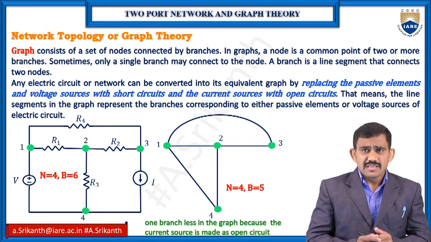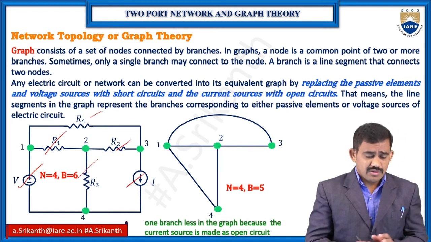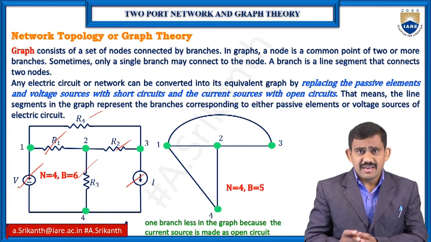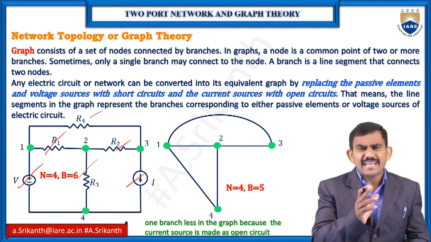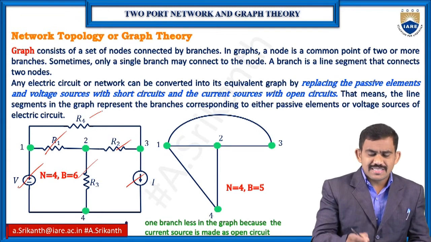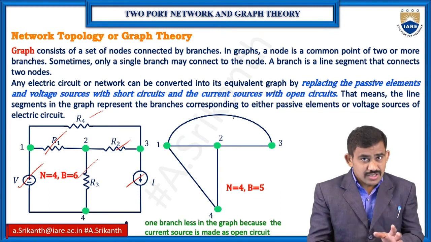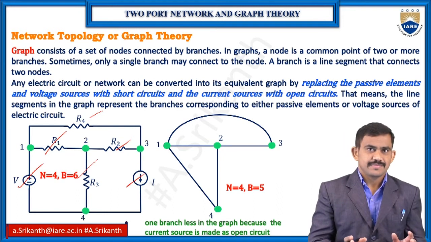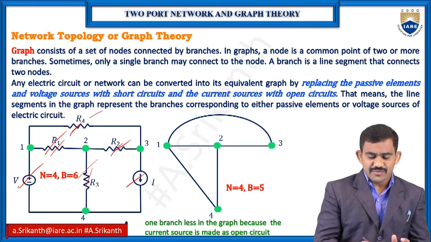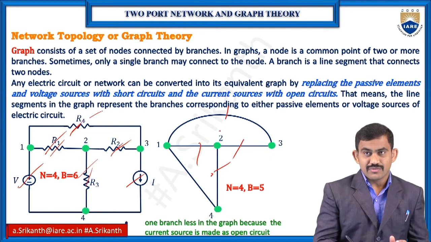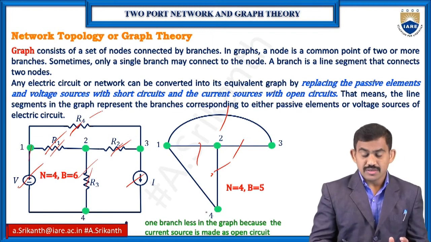Suppose here I have the voltage source and resistors, and a current source also. So for this network, your graph theory or network topology is: resistors or inductors, passive elements, are replaced with a single line, and sources, voltage sources are short circuit, current sources are open circuit, as it is. Here I have the resistors R1, R2, R3, R4. So 4 resistors, 4 lines, and voltage source is short circuit, and current source is open circuit.